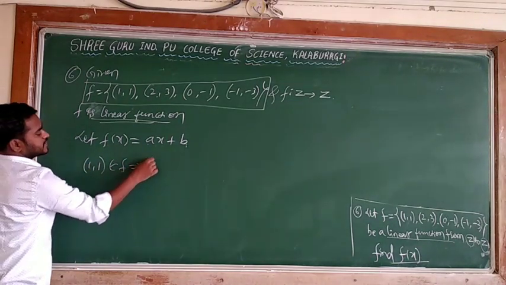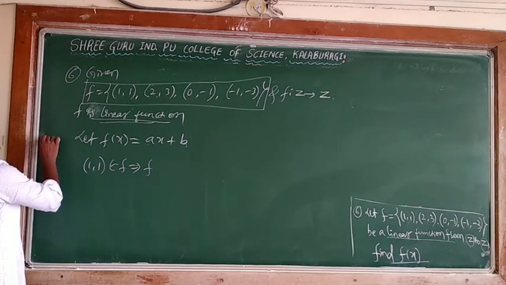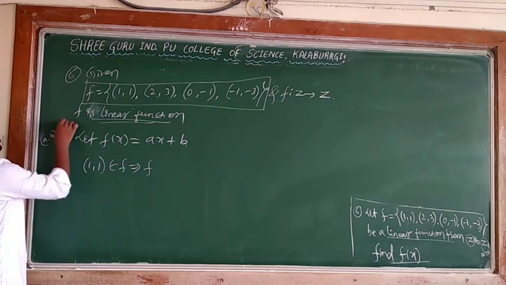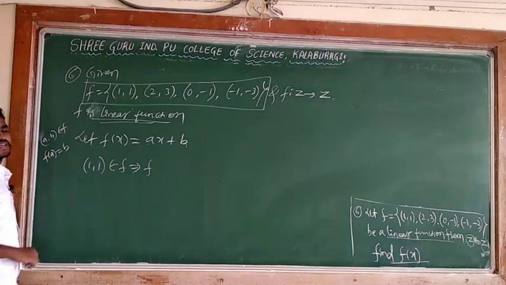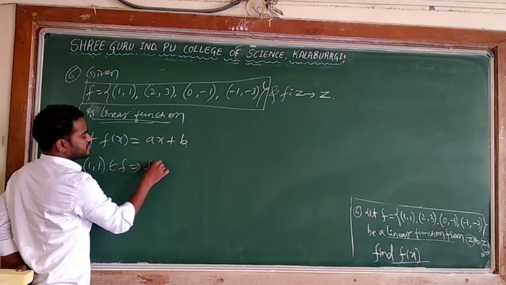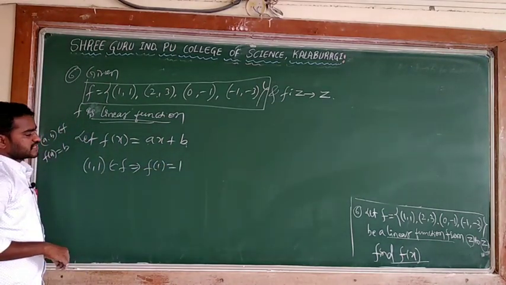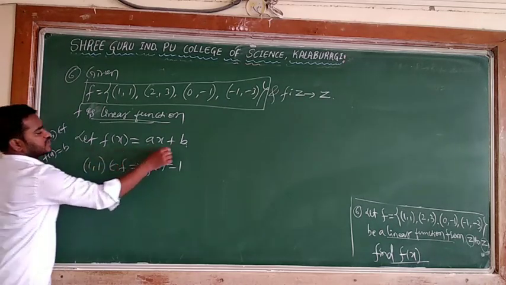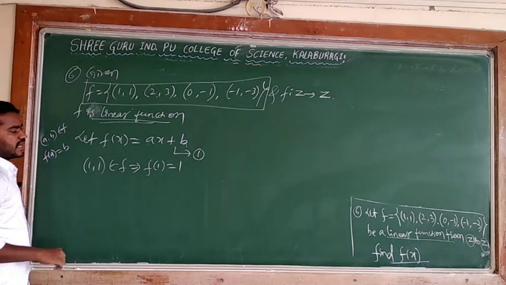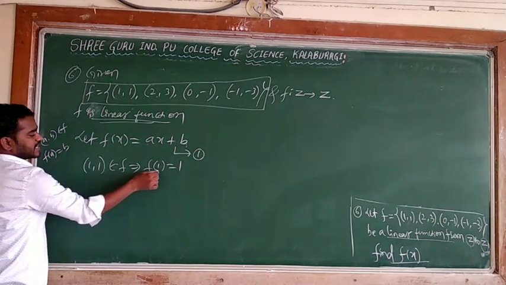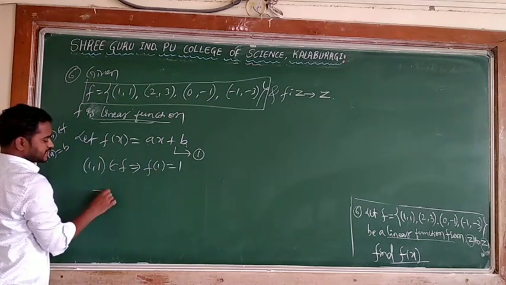It implies that, according to when we say (a, b) belongs to f, we write f of a is equal to b. I said b is the image of a. Like (1, 1) means I can say f of 1 is equal to 1. This is one thing. We have the equation f of x equals ax plus b; I will call it equation 1. I am taking this and converting it, with x equal to 1.